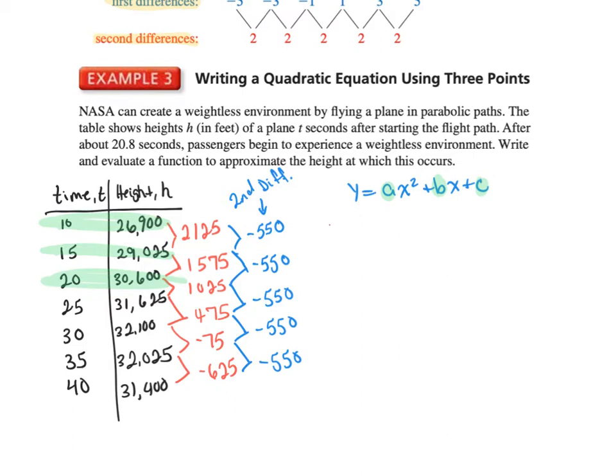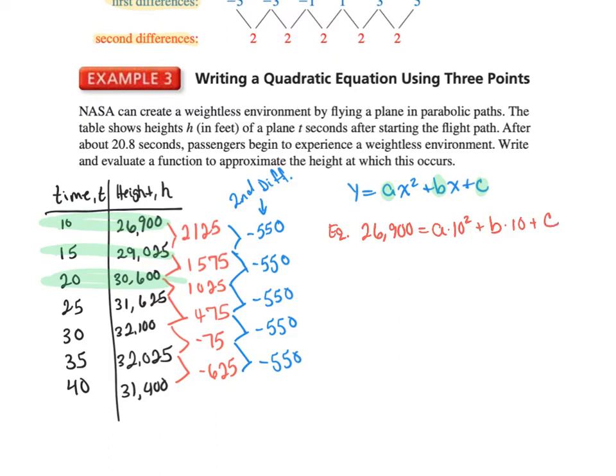So let's look at equation 1. Our y value for our first point is 26,900. We don't know a, but we know the x value at this point is 10, so 10 squared. Plus, we don't know b, but we know the x value at this point is 10, and we do not know c.